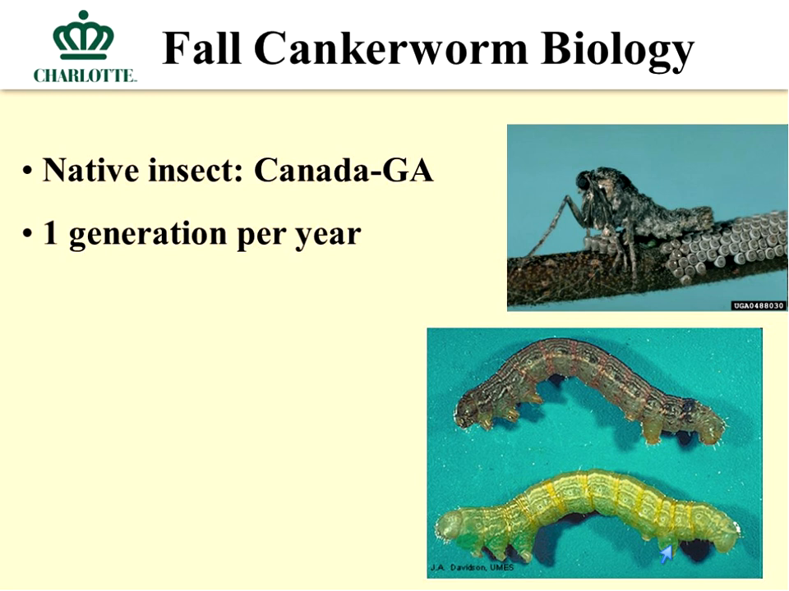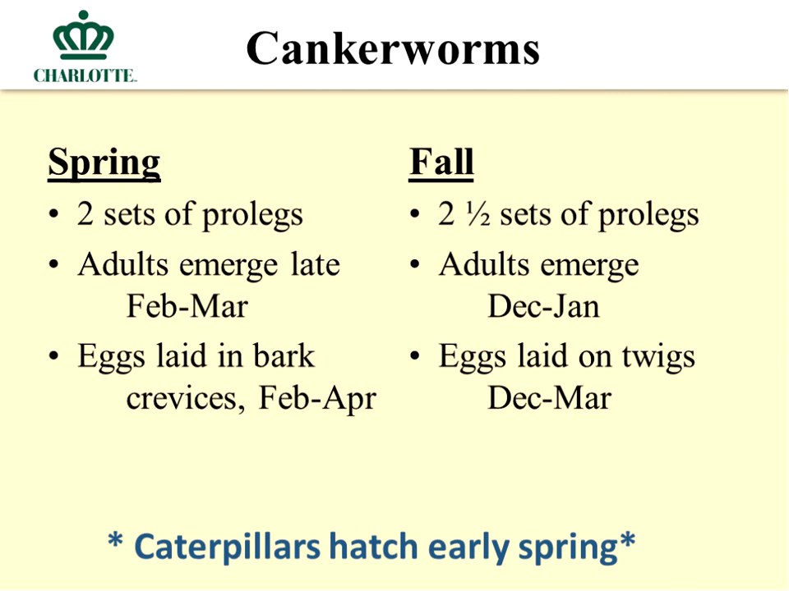But like I said, they are kind of similar colors. The spring cankerworm, the moths come out in the spring, so that's probably how they got their name. Usually those are coming out in February and March, where the fall cankerworm, those adults are coming out in the fall. I mean, technically the winter, but they're coming out a little bit earlier in the year, December and January typically in the Charlotte area.